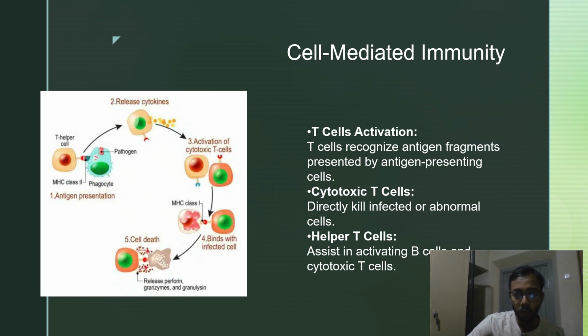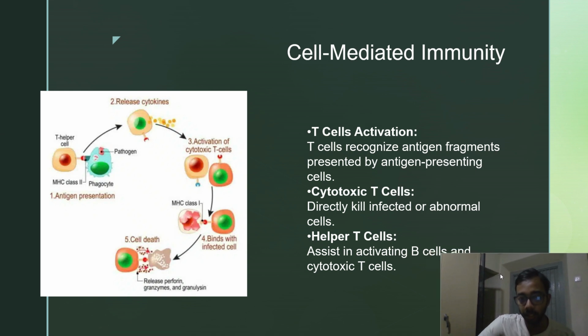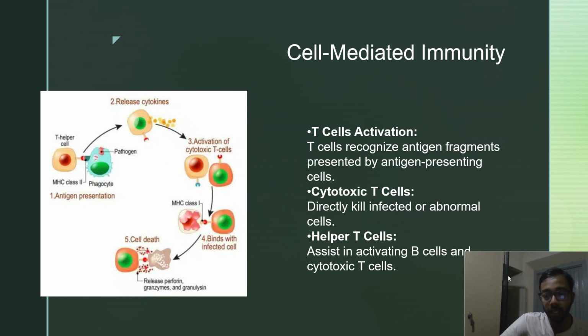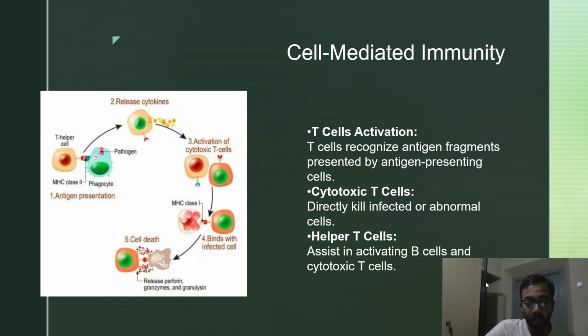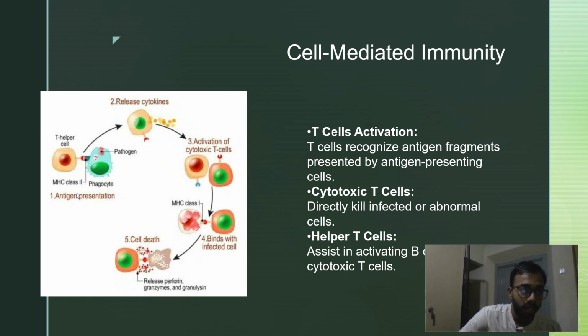There are two types of T lymphocytes. One is cytotoxic T cells that directly kill the infected or abnormal cells, and the other type is known as helper T cells. They assist in activating B cells and activating cytotoxic T cells. Here in this diagram you can see a T helper cell acting as an antigen presenting cell, and via a specific type of molecule known as MHC class 2, it can present a part of an antigen, right, to a phagocyte.